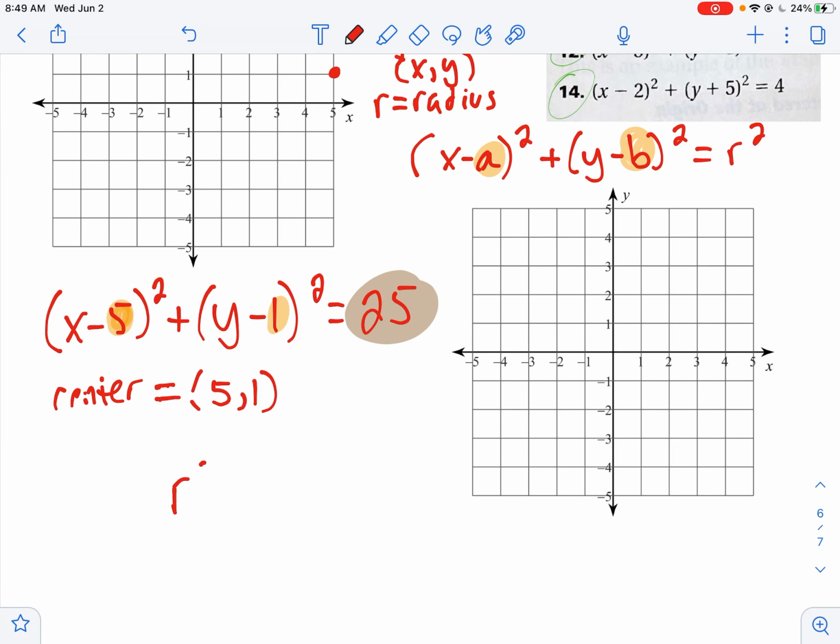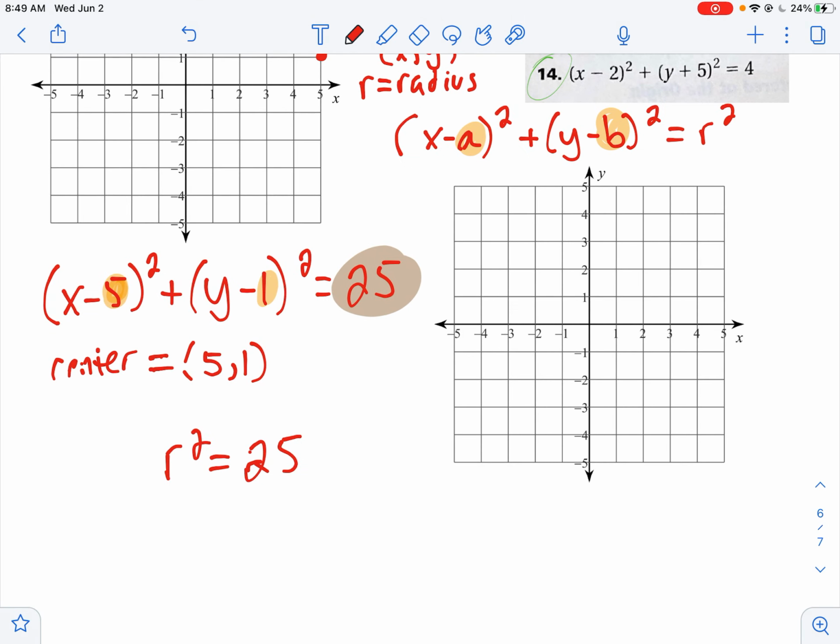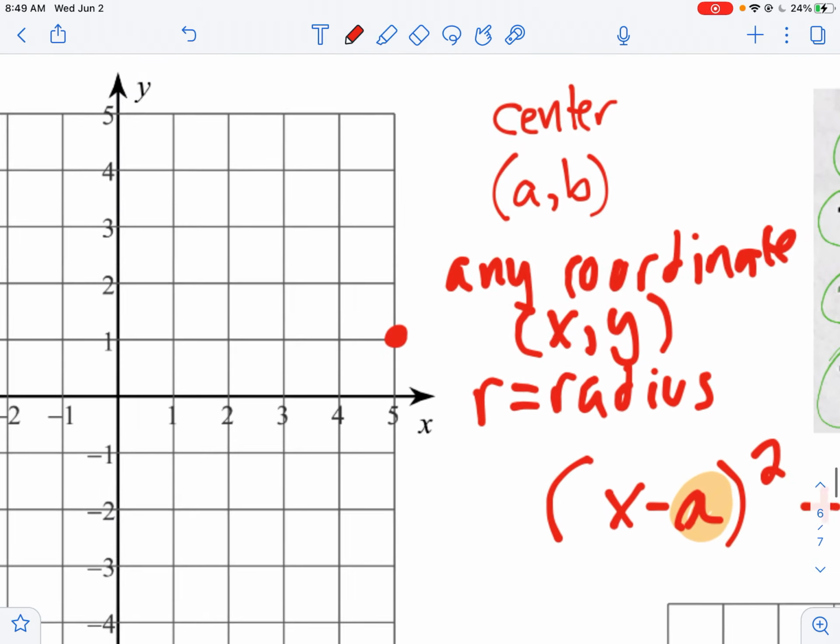All right, so I'm going to go r squared equals 25. In order to find what the radius is, I'm going to have to square root it. So square root of 25 is 5. So that tells me for my circle here, right?